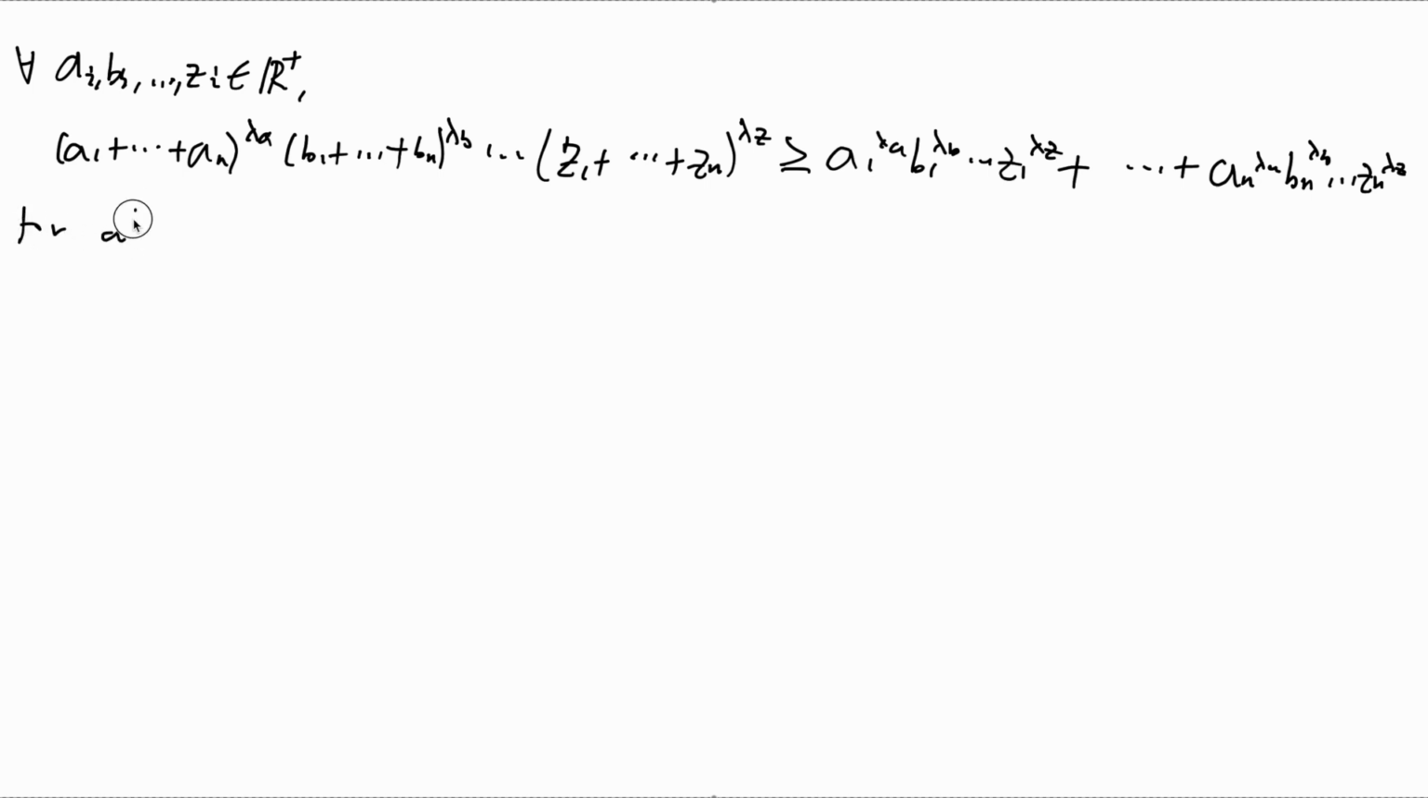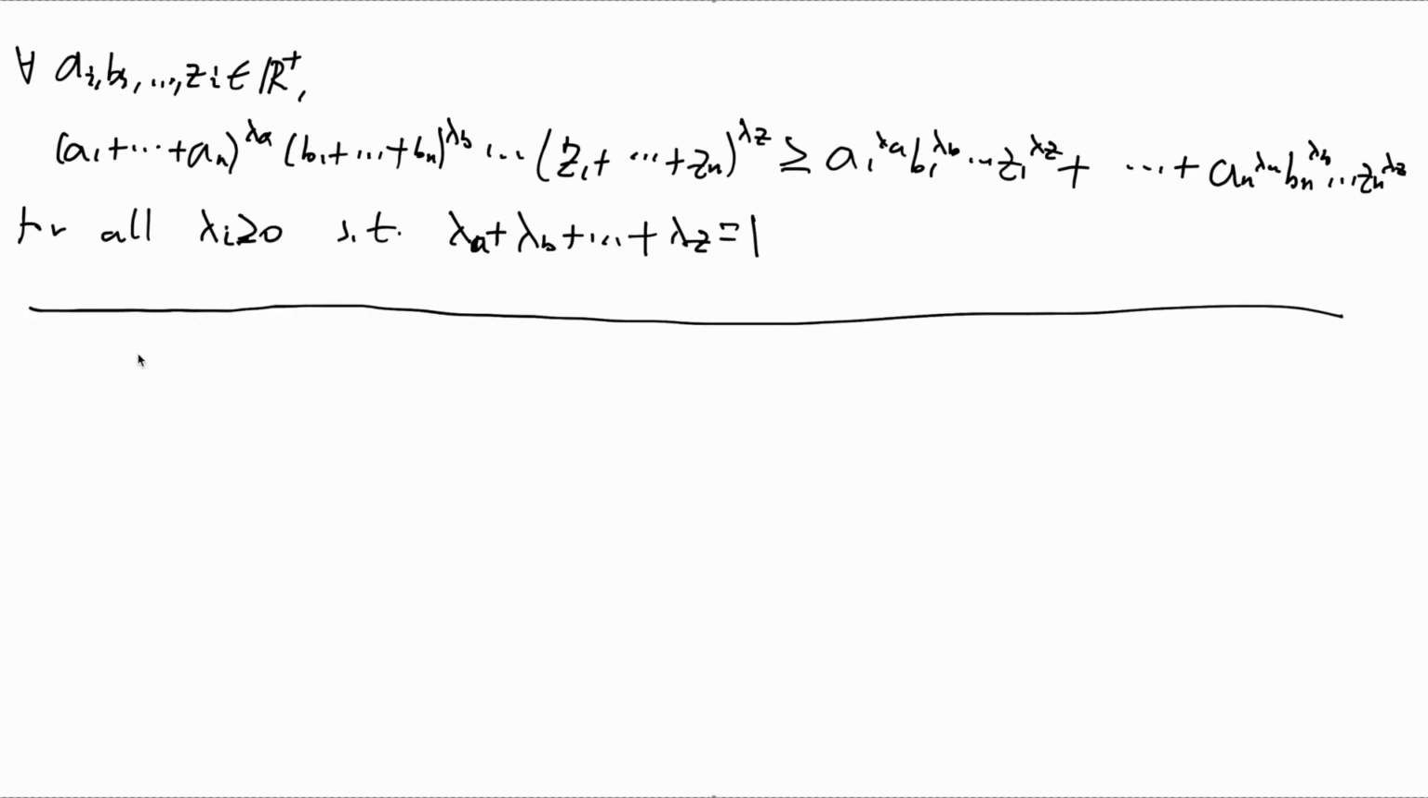For all lambda i greater than 0 such that, let me include greater than or equal to it, it still works. Such that lambda sub a, since we were using a and b, right, plus lambda sub b plus dot dot dot plus lambda sub z, they're all equal to 1. So this is Hölder's inequality, and I think most of you might know the Cauchy-Schwarz inequality.